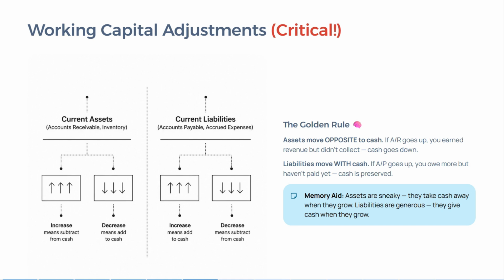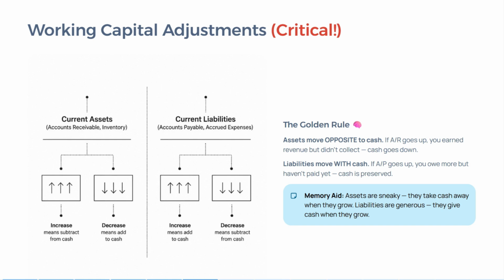Memorize these 2 rules. Current assets move opposite to cash. If accounts receivable or inventory goes up, cash goes down. Subtract. Why? Because if accounts receivable increased, you earned revenue on credit but haven't collected the cash yet. Current liabilities move with cash. If accounts payable goes up, cash is preserved. Add. Why? Because if accounts payable increased, you incurred an expense, but haven't actually paid cash out the door yet.